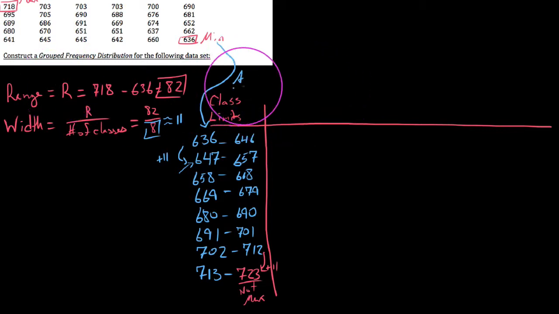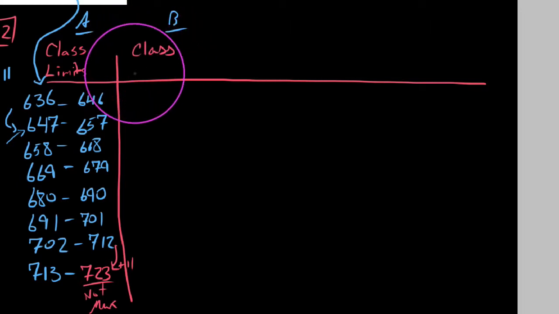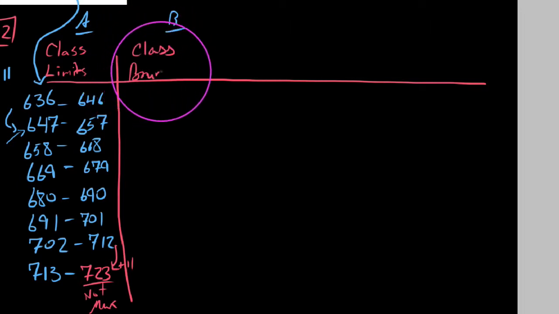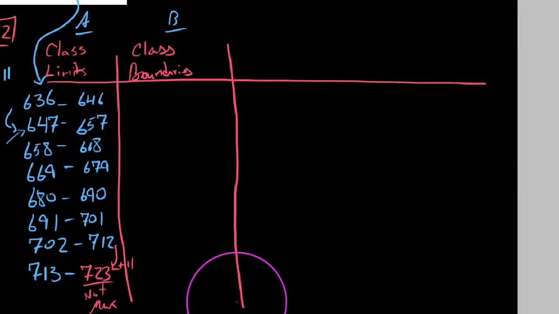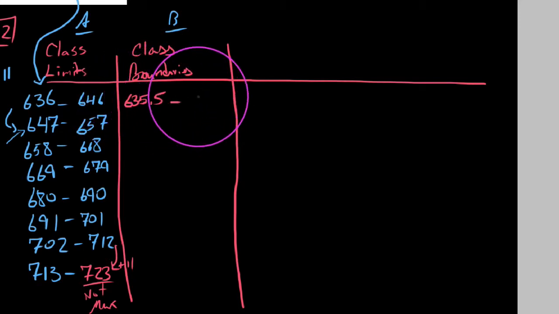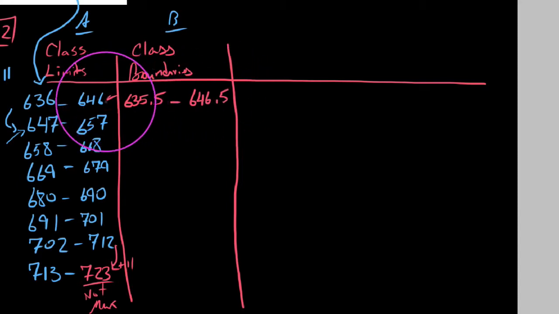So this is our column A here. We need column B, and column B is appropriate because we want the class boundaries. Now, I am painfully going to make all of these class boundaries. I'm going to try to make them as quickly as possible with good handwriting. But here's how we come up with the class boundaries. Basically, you take your original data points here, like 636. So the lower class limit, we'll shave a half off of that. So 636 becomes 635.5. And this is up to but not including 646.5, where I've tacked a half onto my upper class limit.